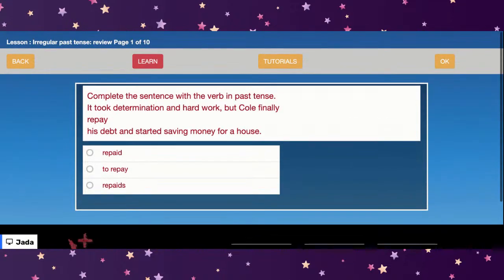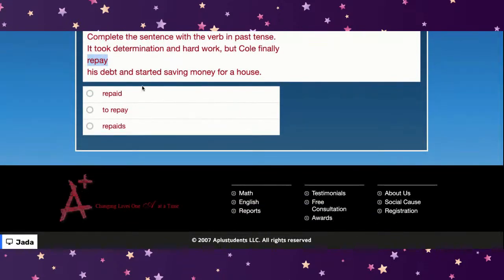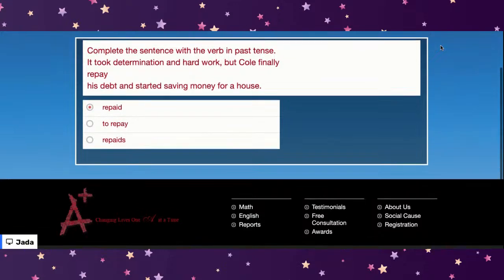Okay, so complete the sentence with the verb in the past tense. It took determination and hard work, but Cole finally repaid his debts and started saving money for our house. So repay here has to be the one that we will fix in the past tense. So which of the options will be the most suitable? It has to be repaid. Okay, so repaid is the most suitable for this. So we click on repaid.